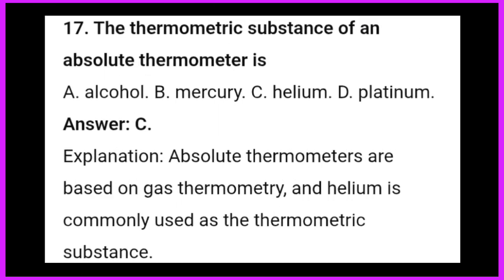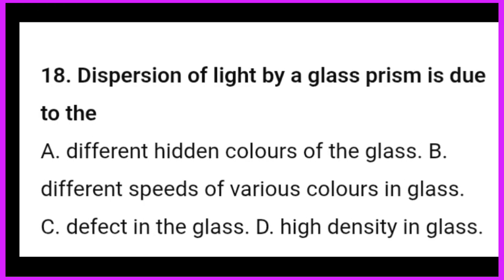17. The thermometric substance of an absolute thermometer is A. Alcohol, B. Mercury, C. Helium, D. Platinum. Answer C. Explanation: absolute thermometers are based on gas thermometry, and helium is commonly used as the thermometric substance.